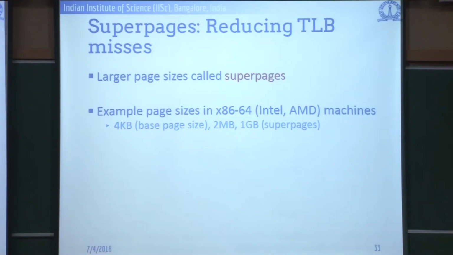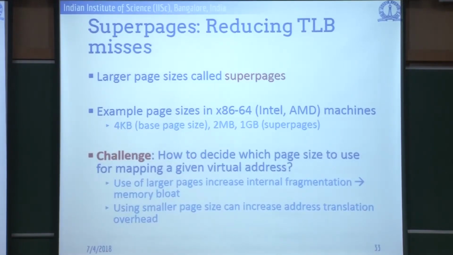Okay, but these large pages, the 2 megabyte or 1 gigabyte pages, are called super pages. Why they would be helpful is that they reduce the TLB miss rate by increasing the TLB reach. But the challenge is, how do you know what page size to use at what time? If you use large pages unnecessarily, you bloat the memory, internal fragmentation. If you always use small pages, you're back to the TLB miss problem. You're having higher TLB misses. So how do you figure it out?